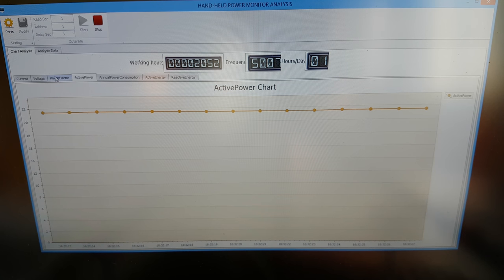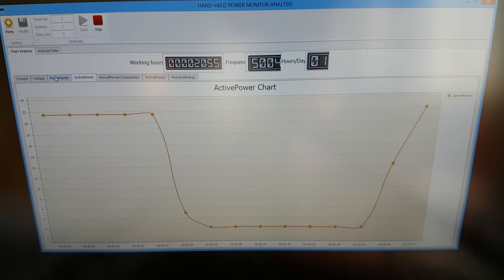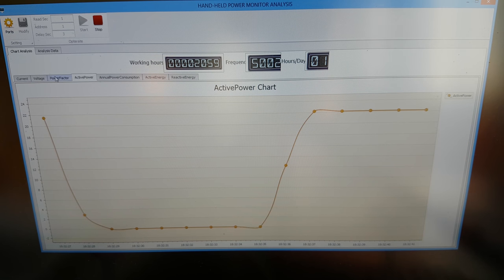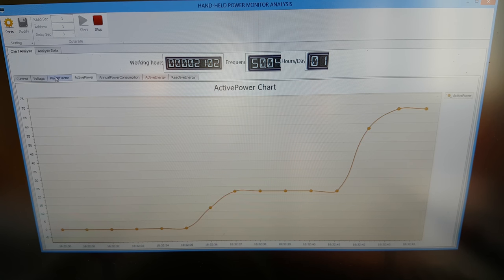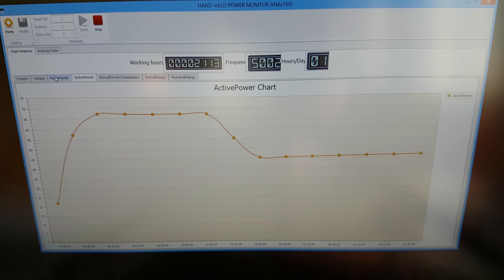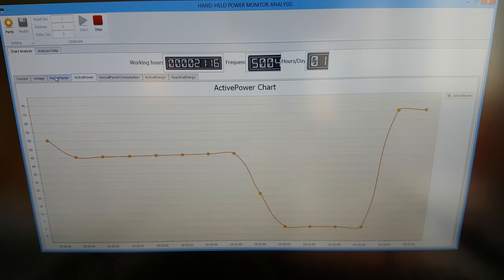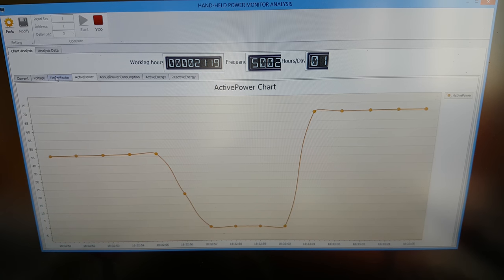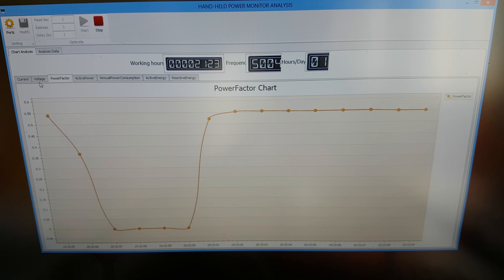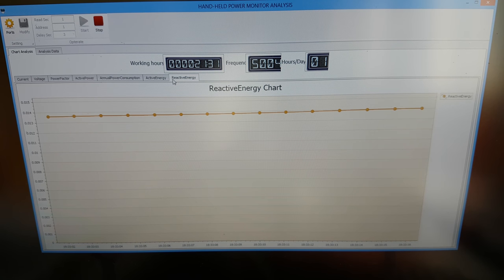And off. And on. And higher power. Okay, and off. Oh, sorry, that's lower power. You can see. And off. And on to higher power. Okay, so that's basically that. Power factor, voltage, that's the current going up and down. So I guess that's what you would expect, really.